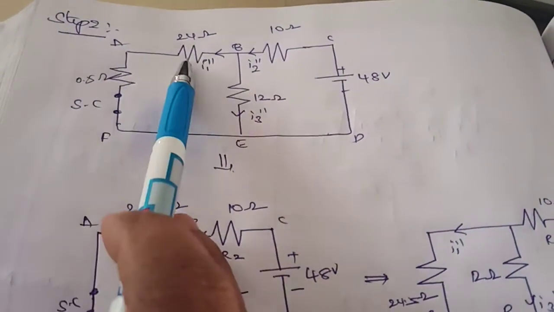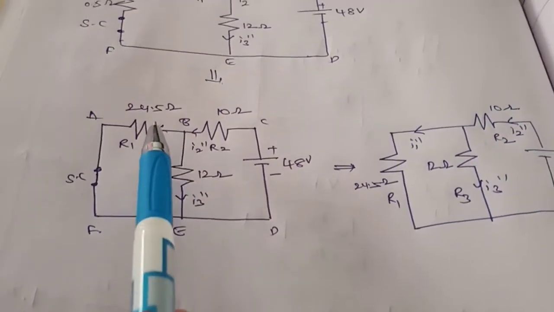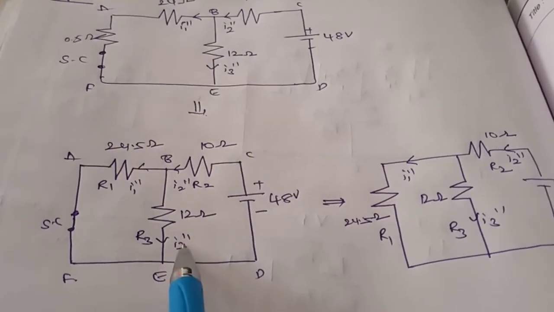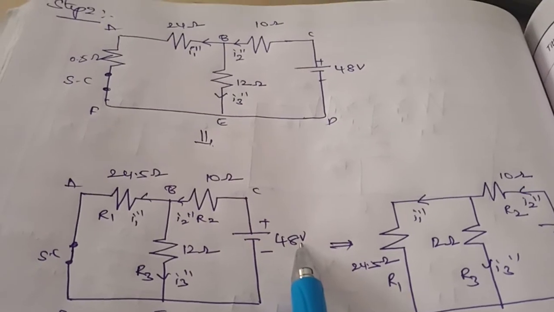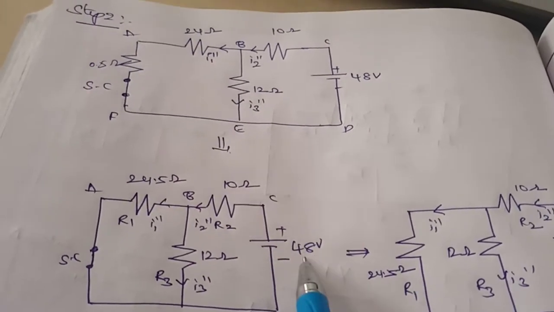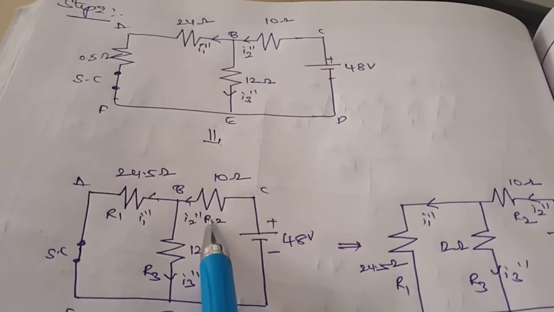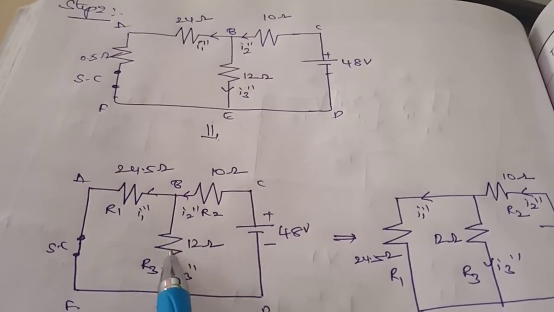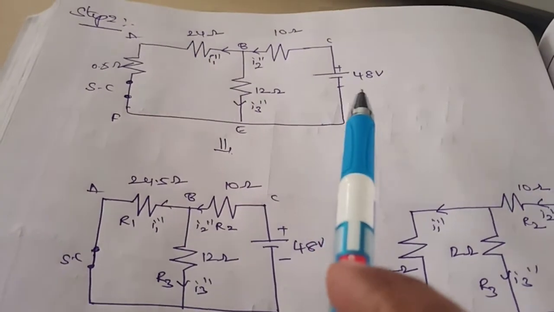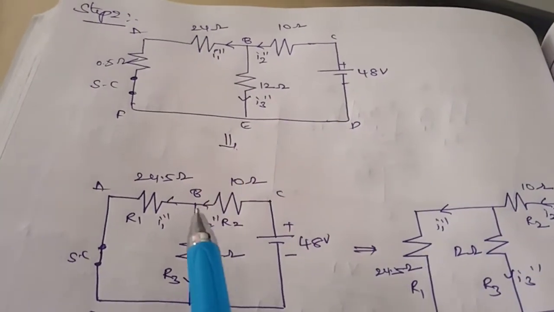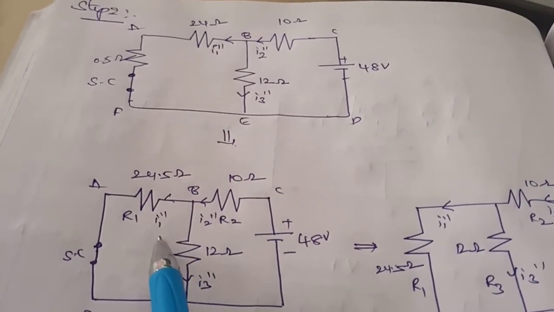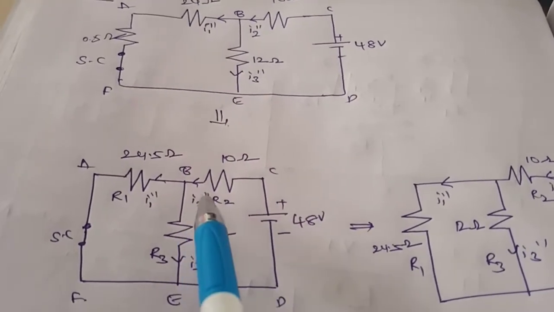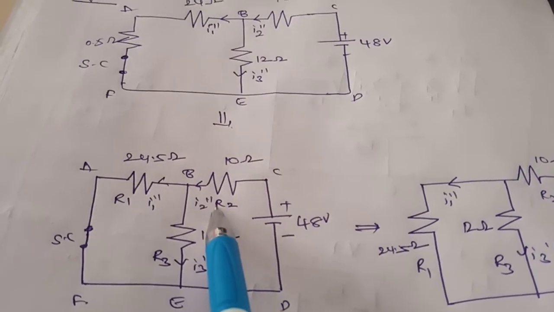These two are connected in series. So the resultant circuit I am drawing like this: 24.5, 10 and 12 ohms, with 48 volts acting alone. So this is the second source. The current flowing from this source in this branch I am considering as I2 double dash. We already considered I1 dash, I2 dash and I3 dash, so next we consider only the 48 volts.